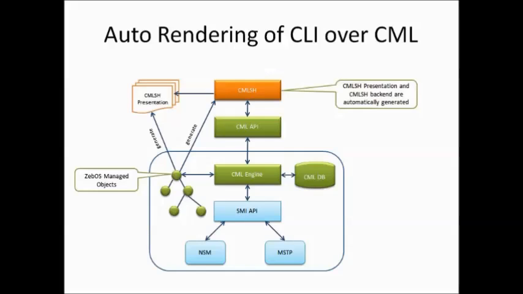So basically the CLI which automatically gets generated out of the data model, we call it CMLSH. The CMLSH presentation and backends are automatically generated, and the presentation can also be customized by specifying some CLI specific tags in the data model. So it is possible to generate a Cisco-like CLI for your switch or a router by customizing the data model using certain specific tags provided by the ZebM framework.